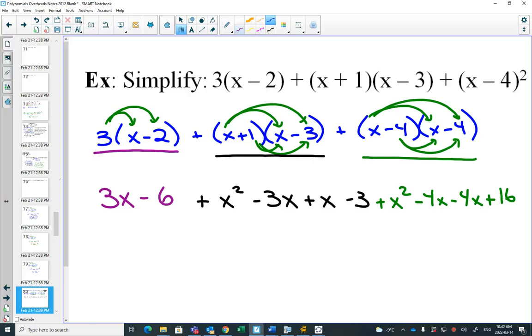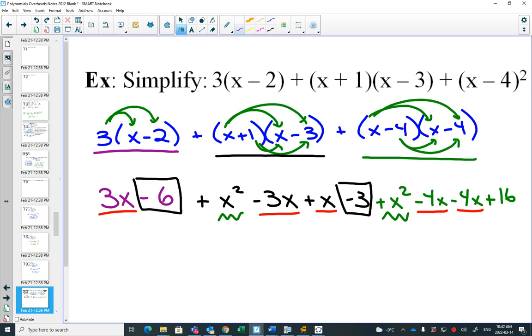And now, do we have any like terms that are x's? I have a 3x, a minus 3x, an x, a minus 4x, and a minus 4x. Do I have any like terms with x squared? I have an x squared there and an x squared there. And finally, do I have any numbers that are the same? There's a number, there's a number, there's a number.